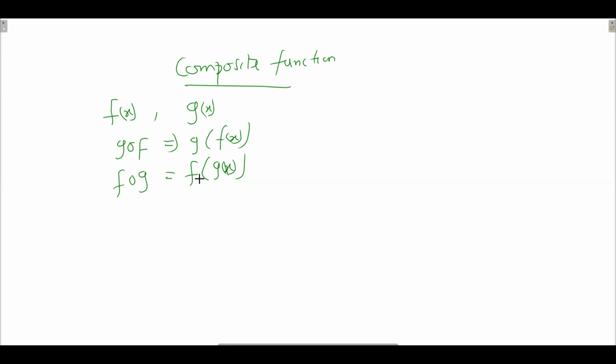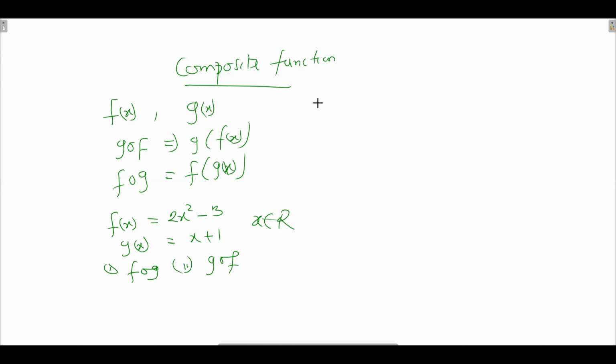For example, let's say we have f of x equals 2x squared minus 3, and g of x equals x plus 1. Let's assume that these values of x are defined on the set of real numbers, that means x is a member of real numbers. Now, if you're asked to find one, f o g, and two, g o f, you will see that what they're asking for is a composite function.